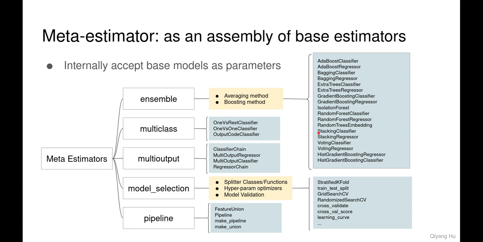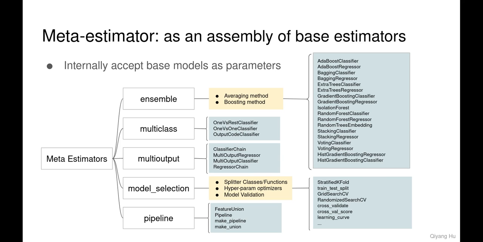The fifth category of meta-estimator is the pipeline module. It implements various utilities to build composite estimators as a chain of transforms and estimators. For example, we will see examples in our demo about feature union, where we unite different features, and about pipeline, make_pipeline, and make_union.